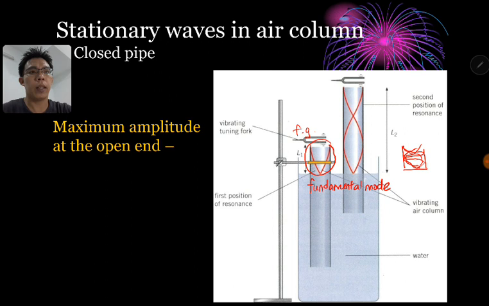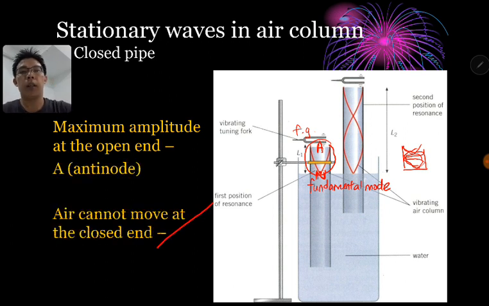That's what I said here just now. This is the pattern, right? So it's going to have the anti-node here, and then this point here will be the node. Because the air cannot move at the end there, that point will always be a node. So it will always be anti-node and node.